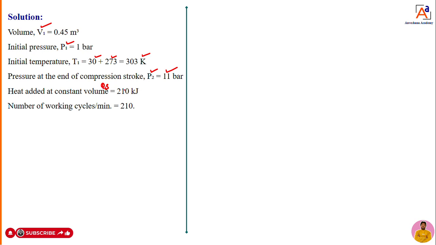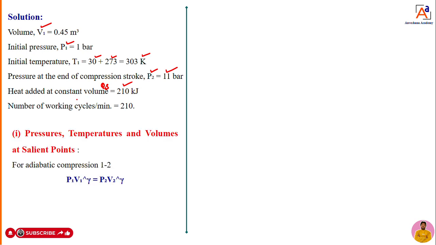That amount of heat supplied is represented as Qs, which is equal to 210 kilojoules. These are all the data he has given. But what is the first thing he is asking now? He is asking us to calculate the pressure, temperature and volume at all points.